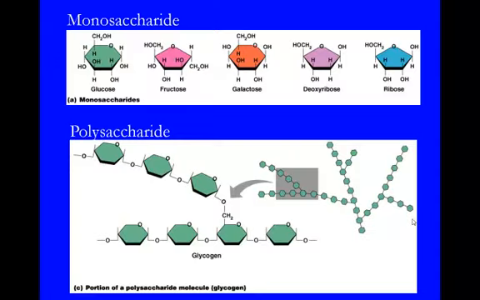Alright, so let's look and see what these sugars look like. In the top picture, these are all monosaccharides. This is one sugar. So glucose is by far the one we're going to talk the most about. But you also have fructose, galactose, deoxyribose, and ribose. Now look at the picture at the bottom. This is a polysaccharide, so meaning many. This is several sugars put together. And this is a picture of glycogen, which is a complex sugar used frequently in your body.